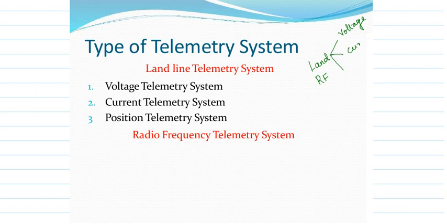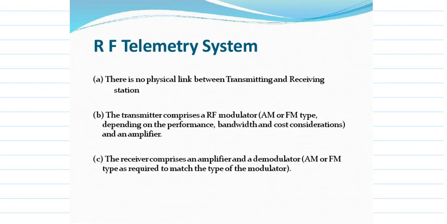Then my signal is in terms of current, or my signal is in terms of position. So based on these three, position, voltage, and current, it comes under landline telemetry. The next one is radio frequency, because of the range. Okay, so that is how landline telemetry and radio frequency telemetry are classified.